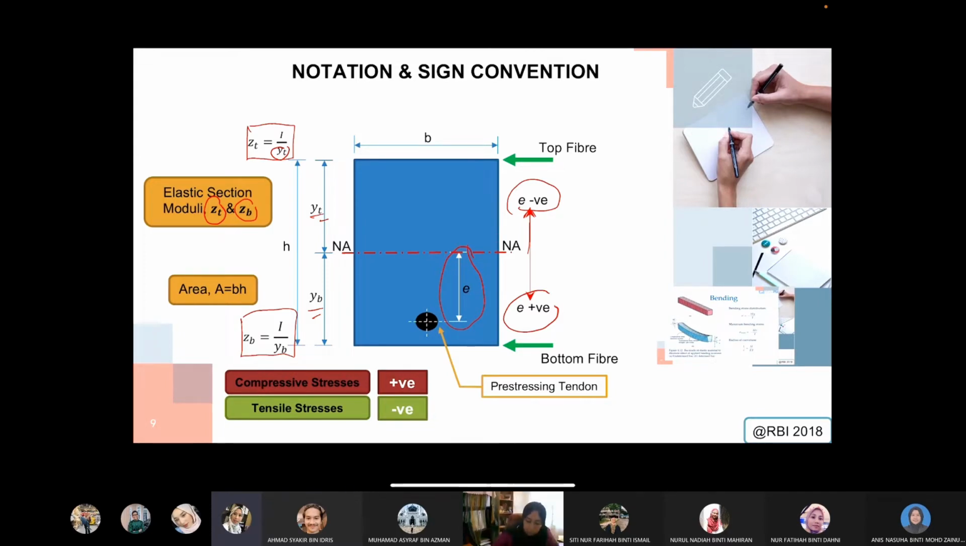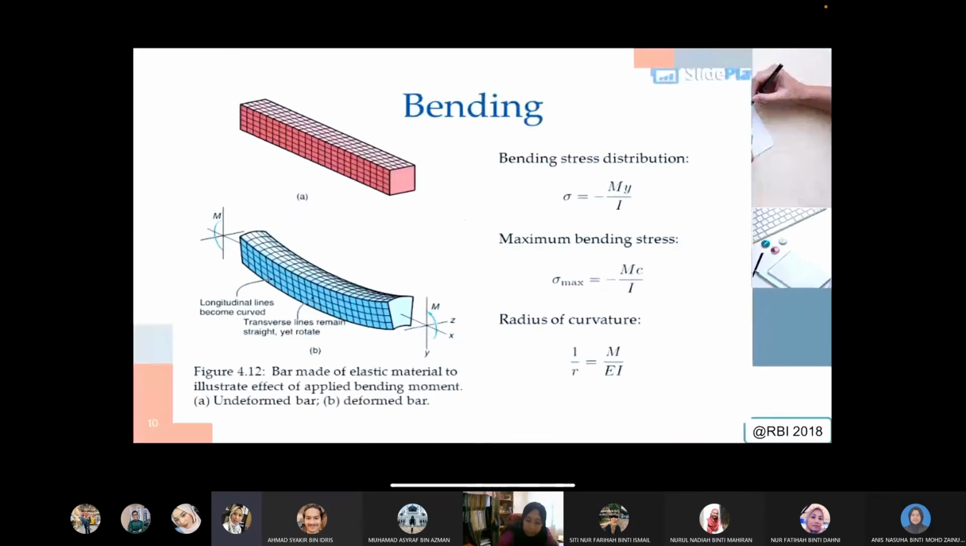Alright, so bending stress. This is the formula we base on: stress equals minus My over I. Generally it could be My over I. We consider how much stress is applied here that causes the beam to bend. That is basically what we call bending stress.